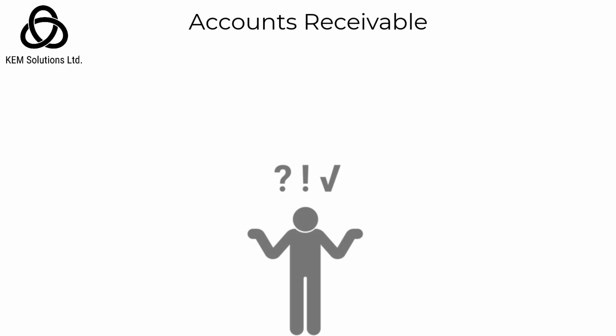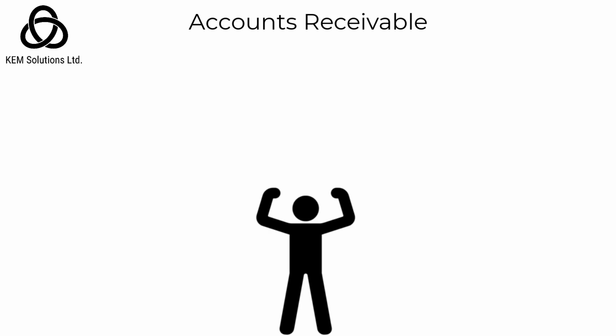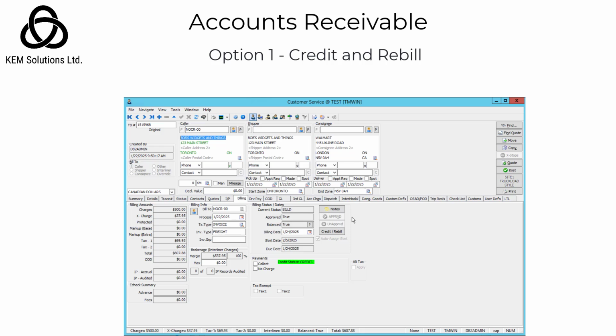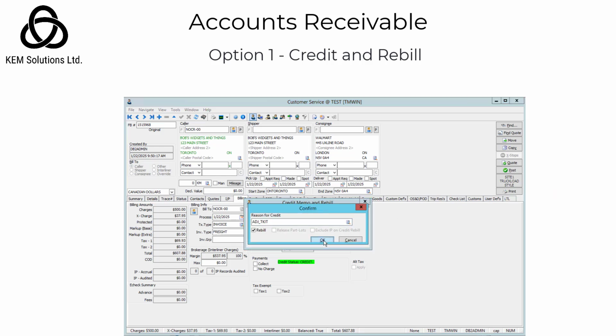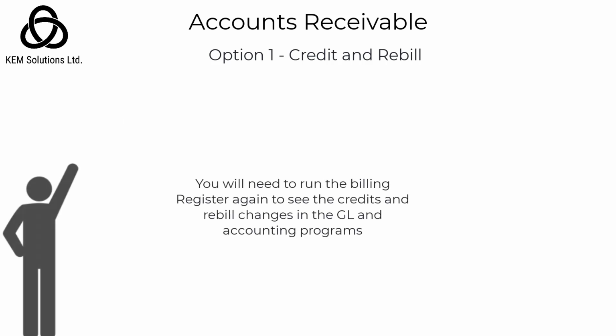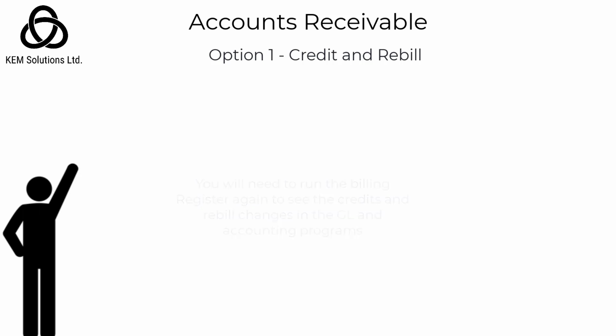Adjustments and changes. Occasionally, invoices require adjustments after they are posted to the billing register. Two methods are available to make changes to locked bills after they have passed through to the AR module. Option 1. Credit and rebill. Create a credit or rebill by right-clicking on the bill in AR inquiry or by clicking the Credit and Rebill button located in the Billing tab within the customer service screen. Adjustments on rebilled invoices appear in AR inquiry after running the billing register.